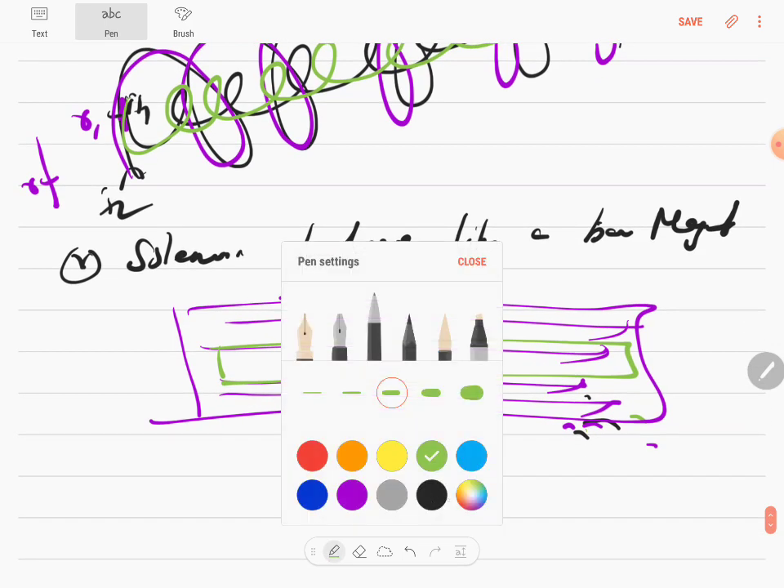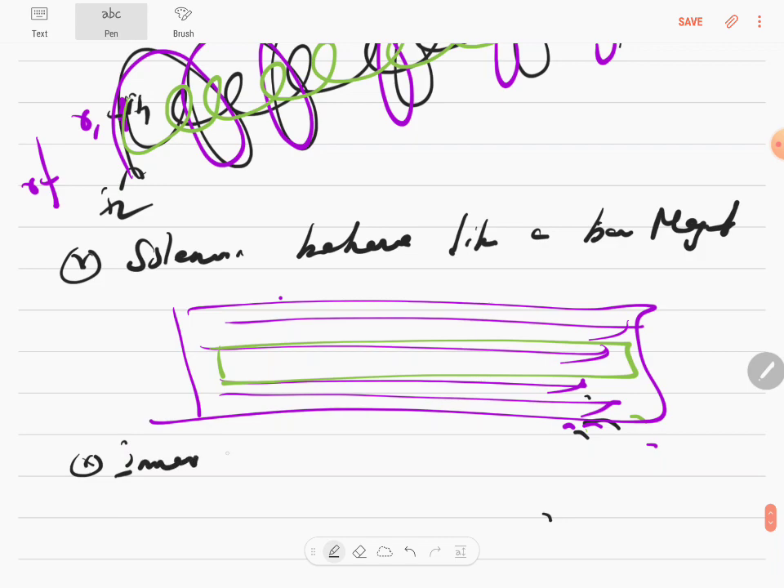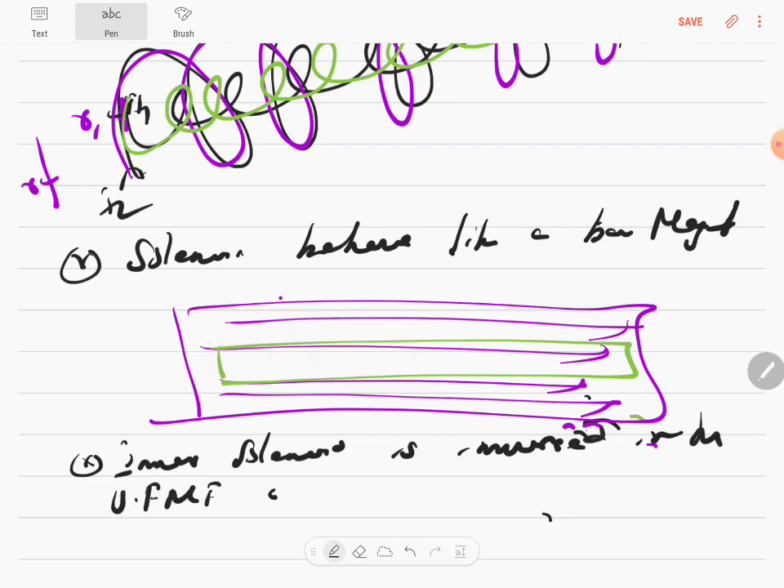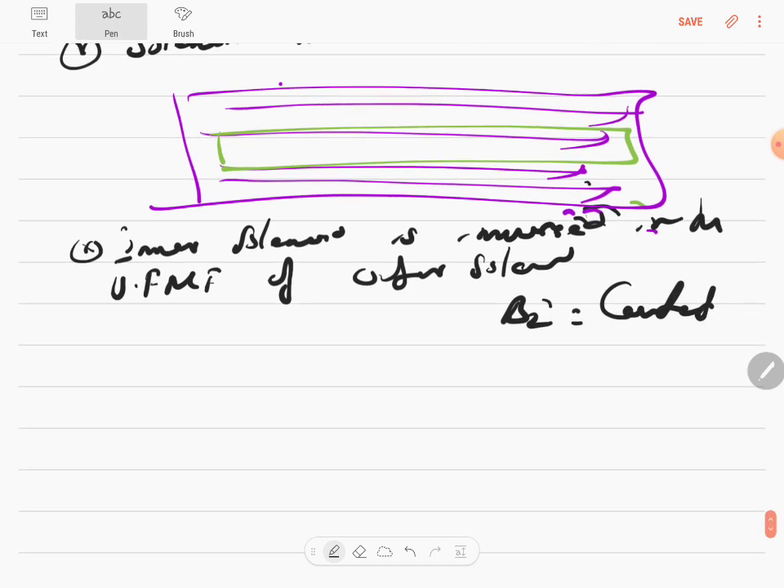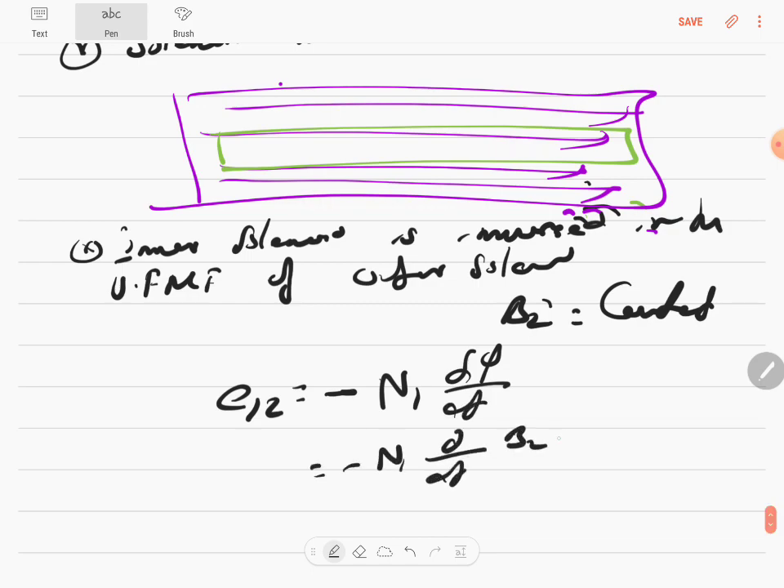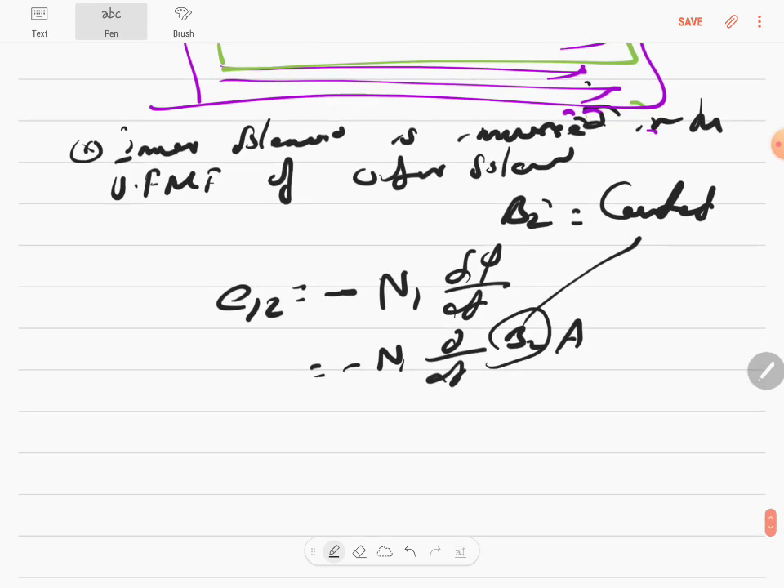So the point that you have to write is: the inner solenoid is immersed in the uniform magnetic field of the outer solenoid. Therefore, the outer solenoid will have a uniform magnetic field throughout. So B2 is always a constant, which can produce an induced EMF on the first coil due to the second coil: minus N1 of the inner coil into d phi by dt, which is minus N1 of the inner coil into B2 into A. Since B2 is a constant, it is easier to find the EMF induced. Correct?